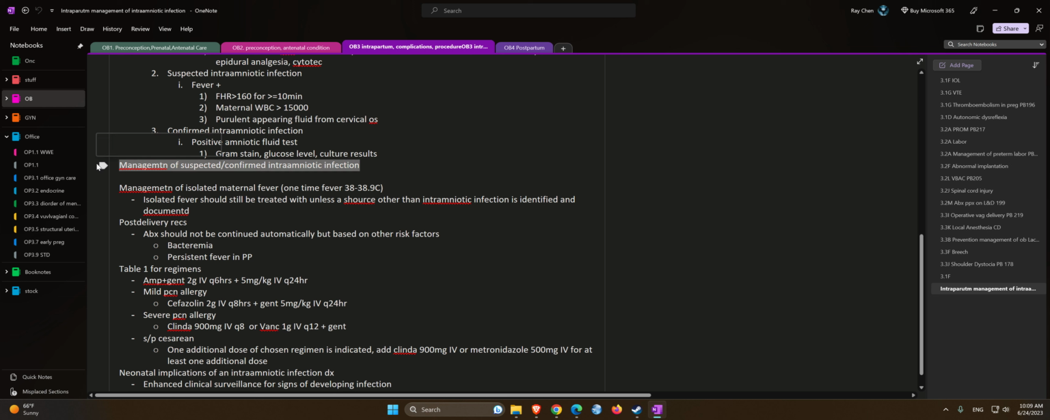So management of isolated maternal fevers, one-time fever of 38 to 38.9 Celsius. Isolated fever should still be treated unless a source other than intraamniotic infection is identified and documented.